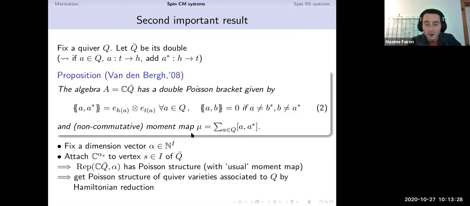But the fact that we have a moment map tells us that we can perform Hamiltonian reduction. And in fact, you get the usual notion of quiver varieties when you do that Hamiltonian reduction. So in some way, these double Poisson brackets associated to quivers by Van den Bergh are really just a realization of the Poisson structure of quiver varieties at the level of quivers directly.